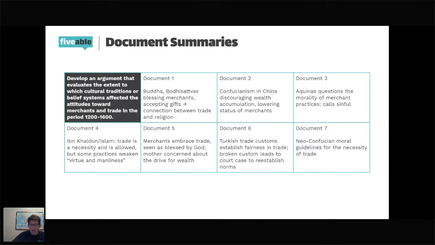Document 3. Now here we have Thomas Aquinas, Catholic saint, in one of his major works, Summa Theologica. And he is writing primarily about the morality of merchant practices. He comes at it with a relatively, at least in my read through, again, you're probably looking at these sources very quickly, it should basically stand out. Here he calls the practice of merchants increasing prices more than they need to be, maybe kind of medieval price gouging, sinful.